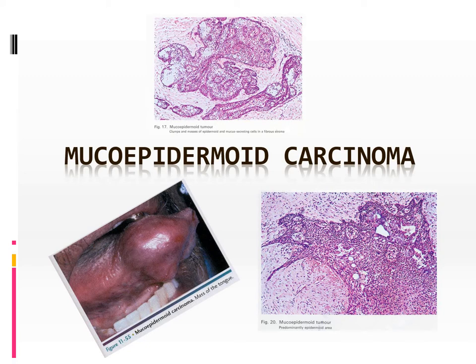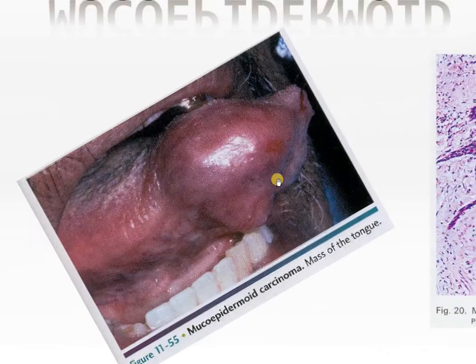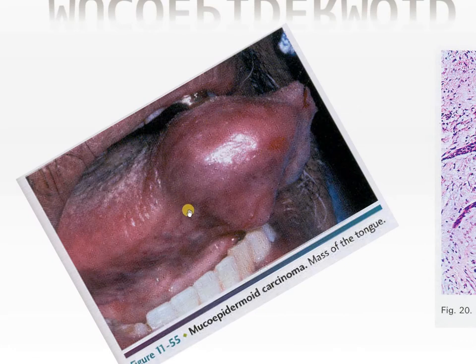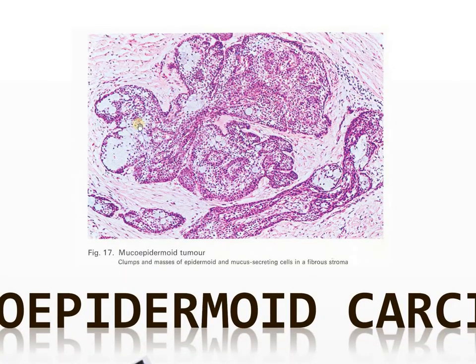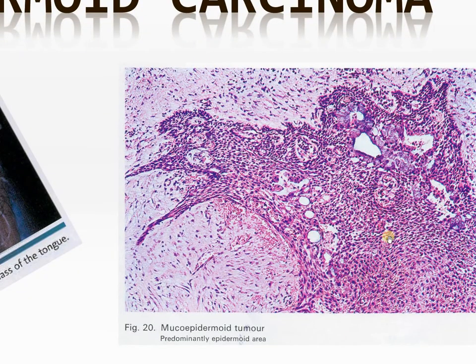Mucoepidermoid carcinoma, as the name suggests, has mucous cells and epidermoid cells, hence the name. If you look at the clinical picture here, you can see a lesion on the tongue. It is not uniformly lobular, and there seems to be a globular appearance. In the histological picture, you can see some clear cells, which may be the mucous counterpart, and then cells forming solid sheets, which are the predominantly epidermoid components.